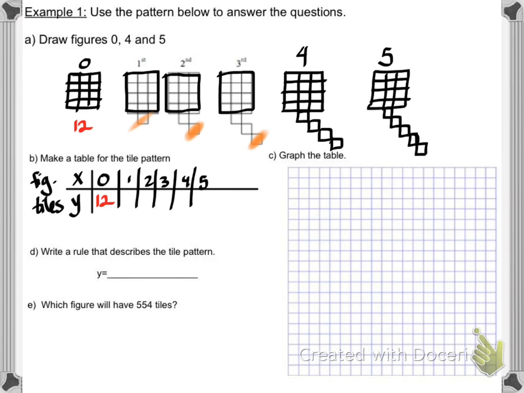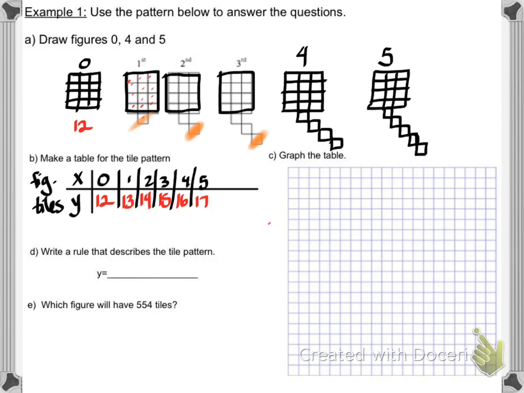The number of tiles in figure 0 is 12 if I count those tiles. Figure 1, if I count, has 13. Figure 2 has 14. And so on. And I keep counting until I get all of the figures counted up. So figure 3 is 15, 4 is 16, and 5 is 17. So now I have a table. The table should be one of the easier parts, if you remember that X is the figure number and Y is the number of tiles.